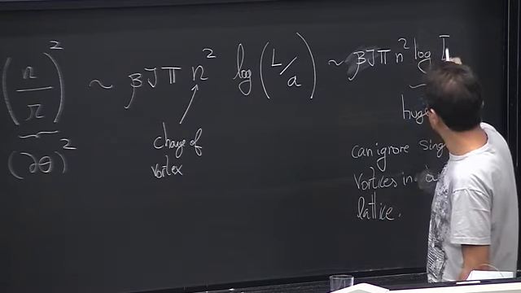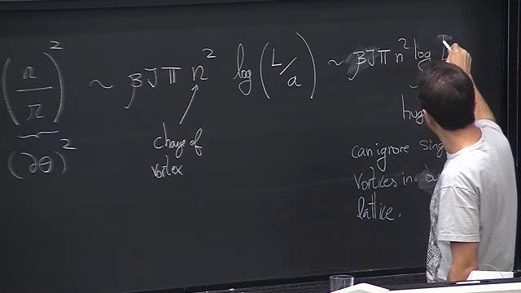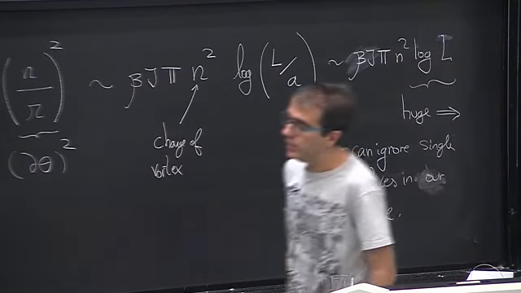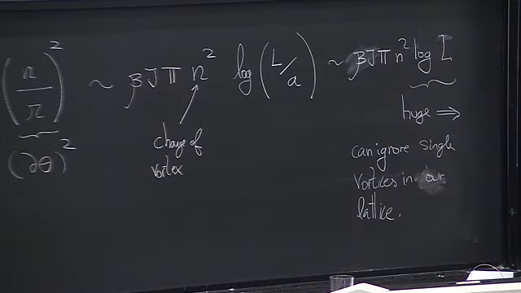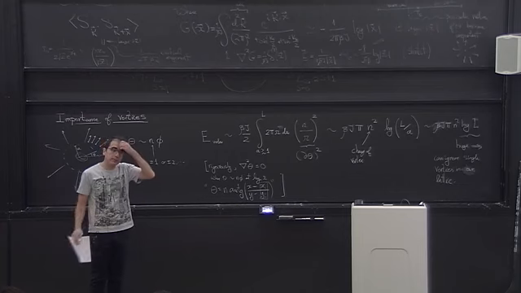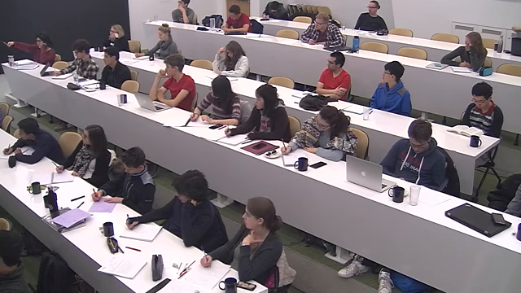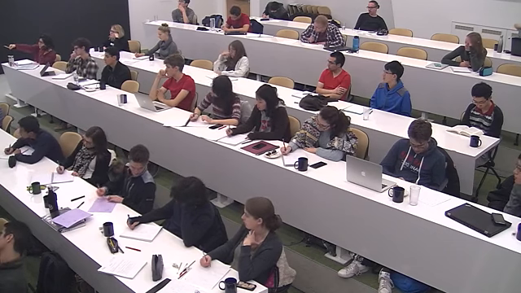So a single vortex would cost a lot of energy that would scale with the size of the table, and it should be ignored. It's really a very energetic configuration. Yes? I don't understand the first expression of the energy of the vortex. Sorry?